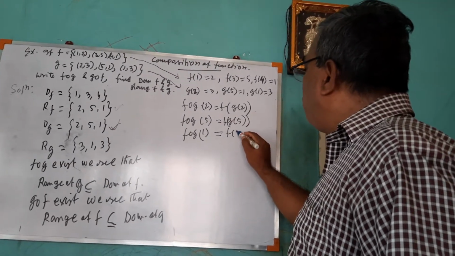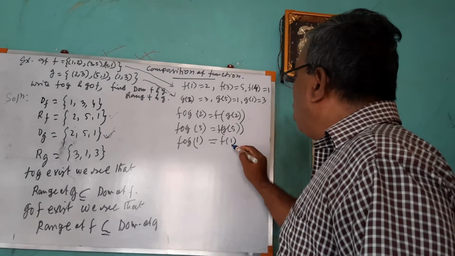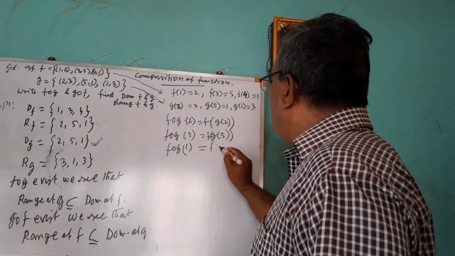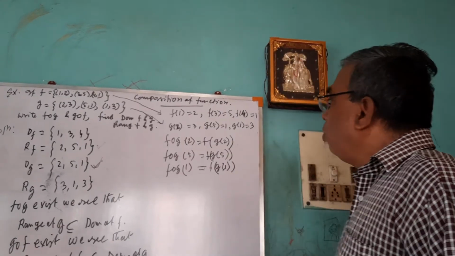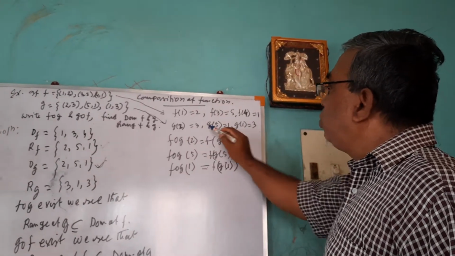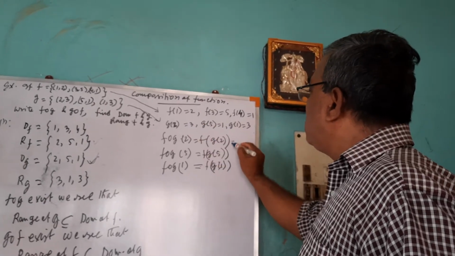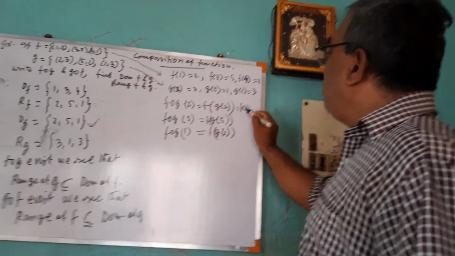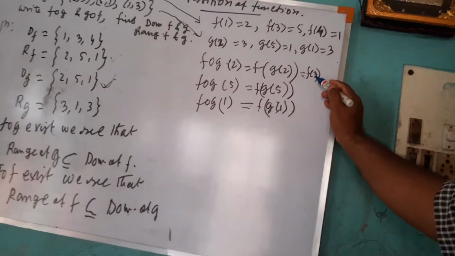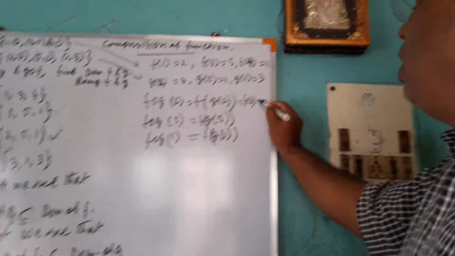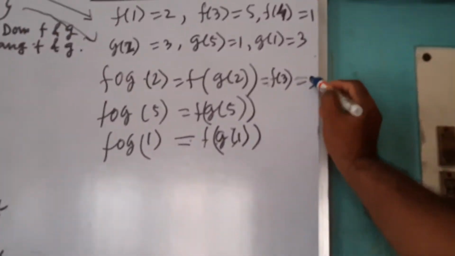FOG1 means F of G1. So now what is G2? You see, G2 value is 3, that is F3. What is the value of F3? F3 value is equal to 5. F3 equal to 5. Okay.